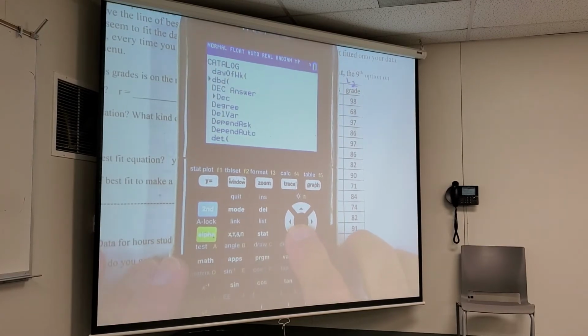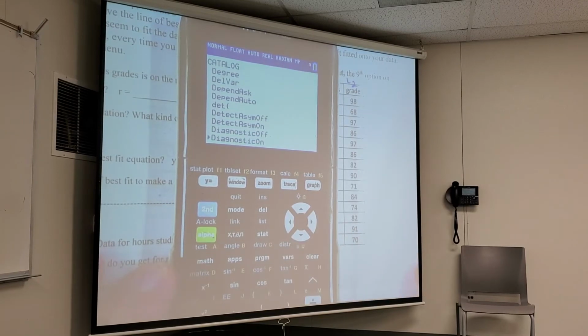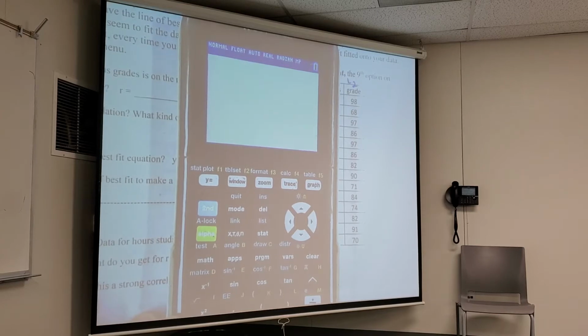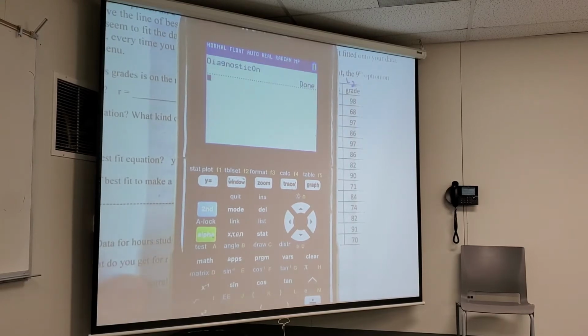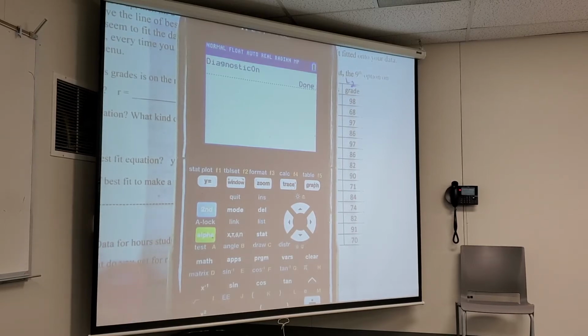So, scroll down to diagnostic on. How much does this matter? 0. Because once you do it, it's done. And if you borrow a calculator and your R doesn't show up, bring it up to me and I'll do it for you. Not a big deal. Hit diagnostic on, enter, enter. Make sure it says done. Always anticlimactic.